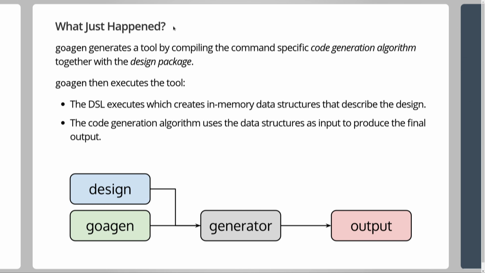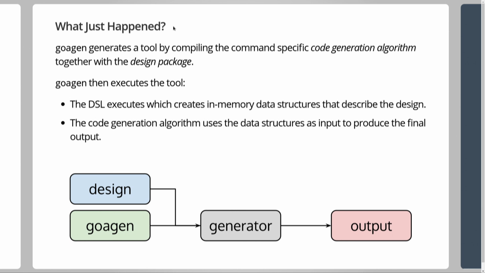How did GoAgent do that? And the idea is that what GoAgent does is it takes your design, which is the DSL that calls those functions. It takes the code that contains the algorithms that generate the output, the final output, and compiles a tool with those two things in it. And that tool runs, and that's the tool that generates the actual output. So GoaGen generates a tool, and that tool generates the final output.